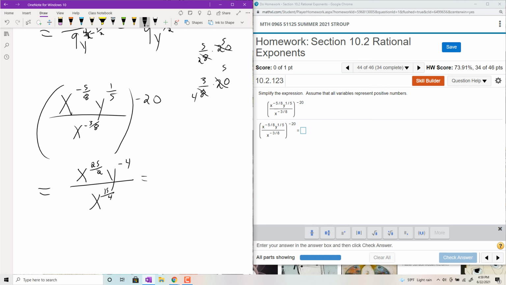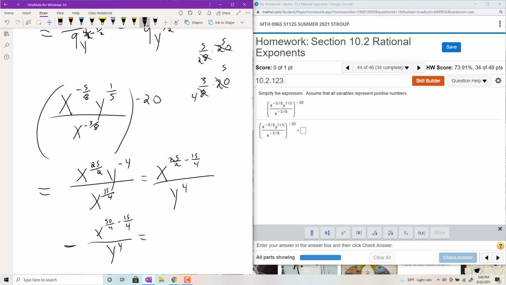Right, then I need to get a common denominator. I'm going to go x to the 25 halves minus 15 fourths all over y to the fourth. And so that would be x to the 50 fourths minus 15 fourths, which seems really weird.